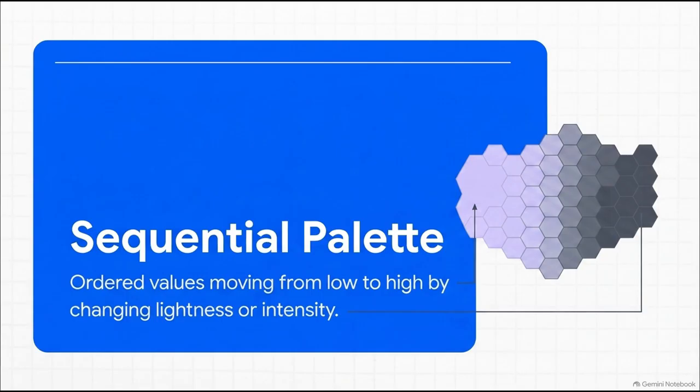The key rule here is visual progression. As your number goes up, a perceptual property of the color, usually how light or intense it is, changes right along with it. Just imagine a map showing population density. Areas with very few people might use this light, pale shade, but as that density climbs, those areas transition into darker, richer shades of that exact same color. Your eye just naturally understands that darker means more.